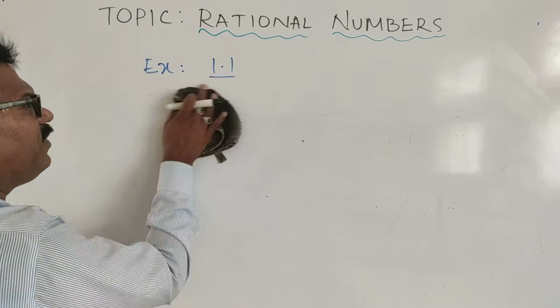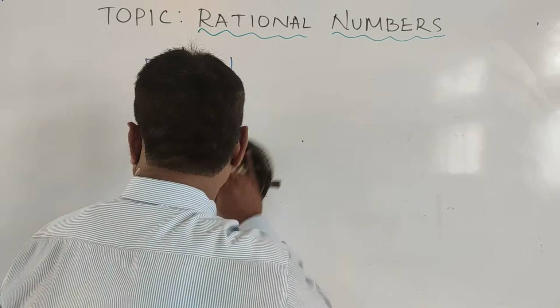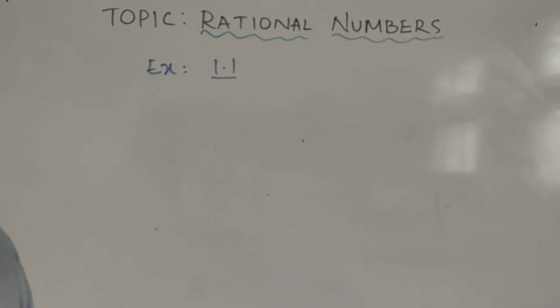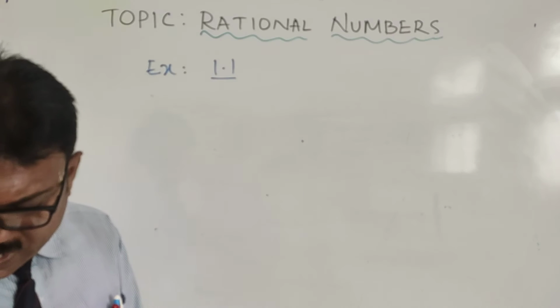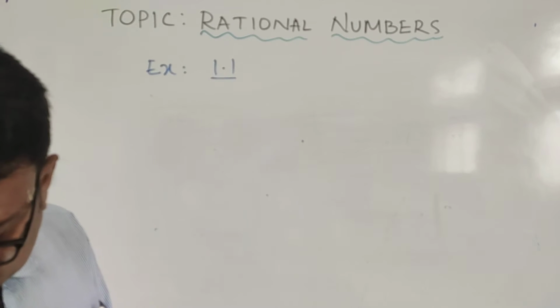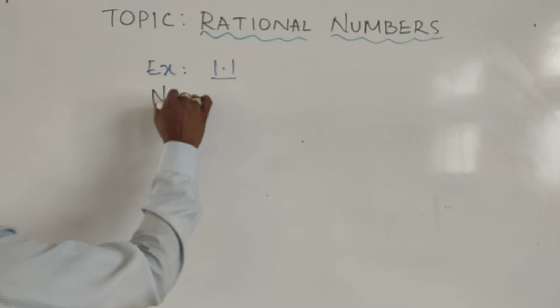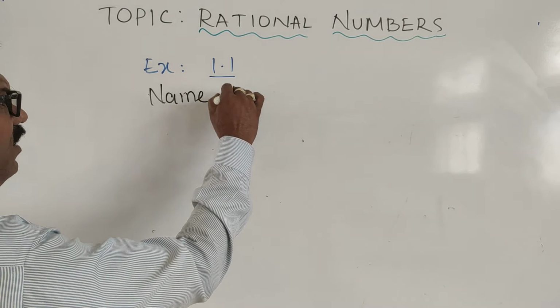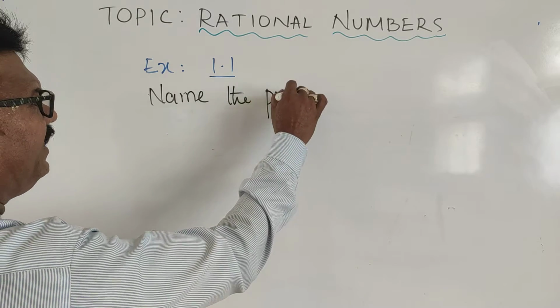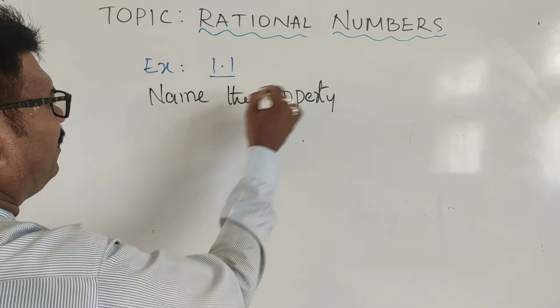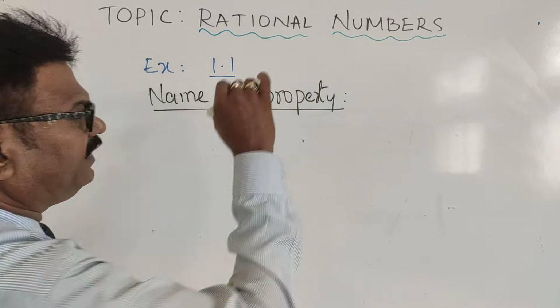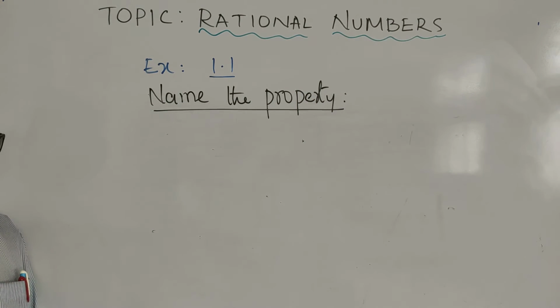See or remember the properties, then only you can understand. If you don't know the properties, then it is a problem. Name the property under multiplication used in each of the following. So what we have to do? Name the property, very, very simple. By seeing the problem, we have to name the property. That much only. Okay?